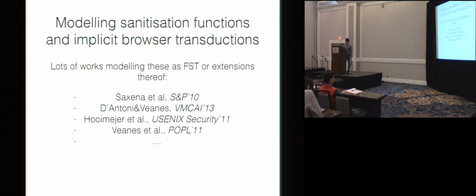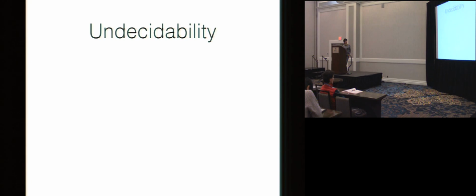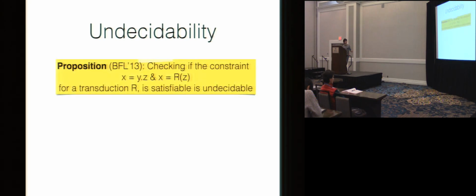So the main question that we have here is: is the theory of strings with concatenation and finite state transducers decidable? Unfortunately, the problem is not decidable. I'm just going to show this very simple logical formula: x equals y concatenated with z, and x equals you apply a transducer R onto z. That's already undecidable. Something very, very simple like this is already undecidable.